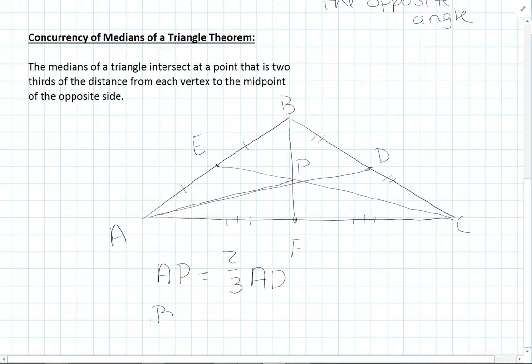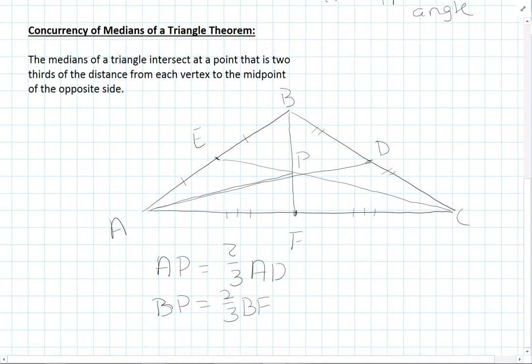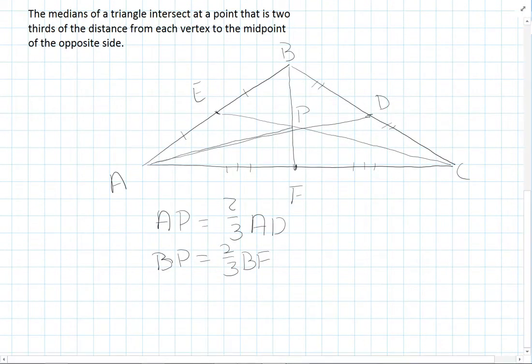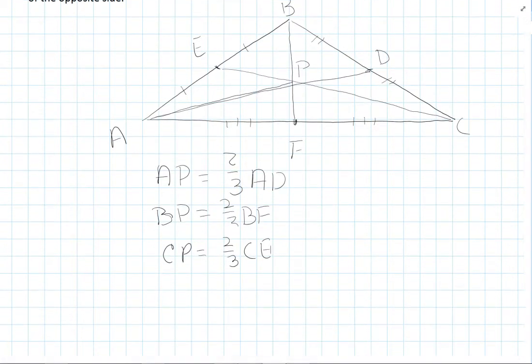Likewise, BP, oops, I hit that erase feature again. BP is equal to 2/3 of BF, and CP is equal to 2/3 of CE. So let's put some numbers in here and help you with that.